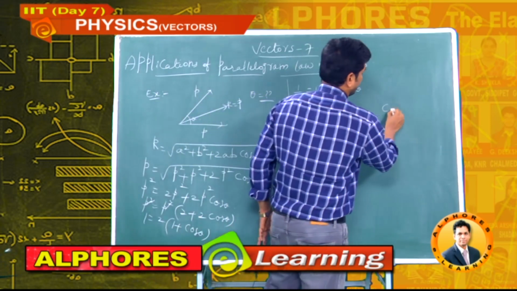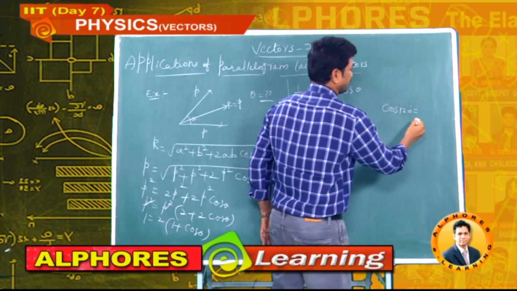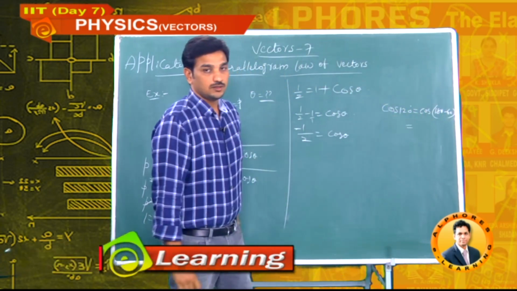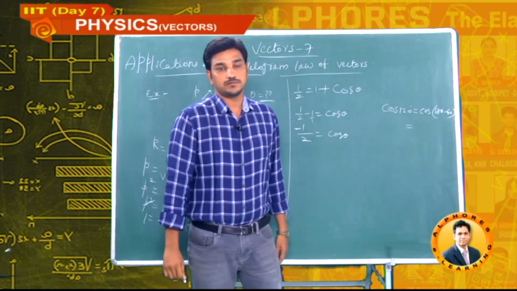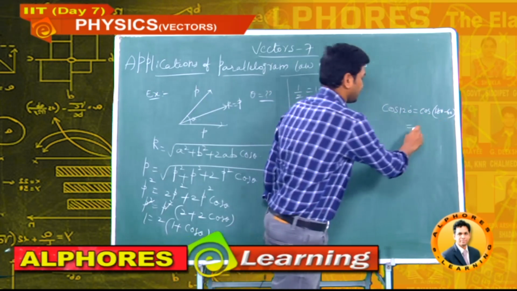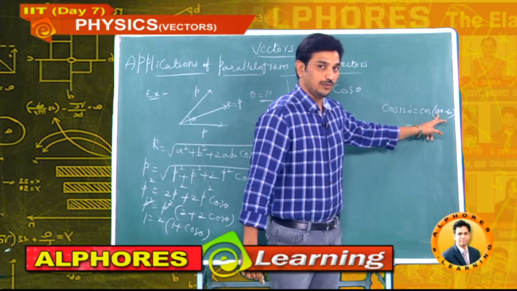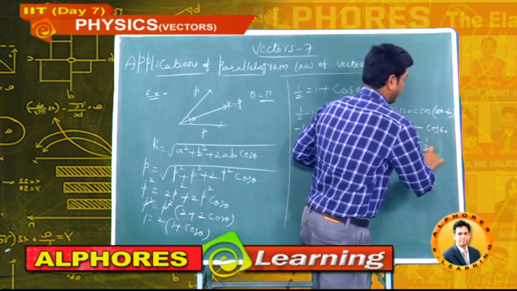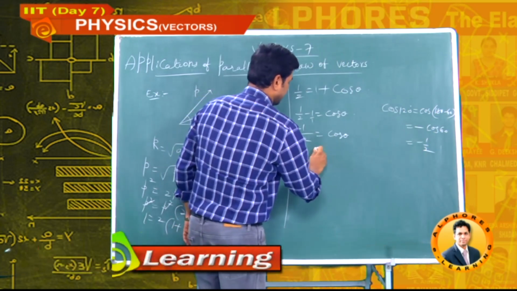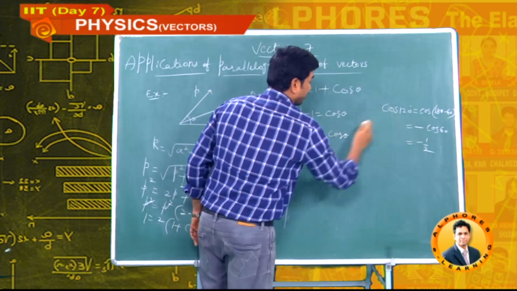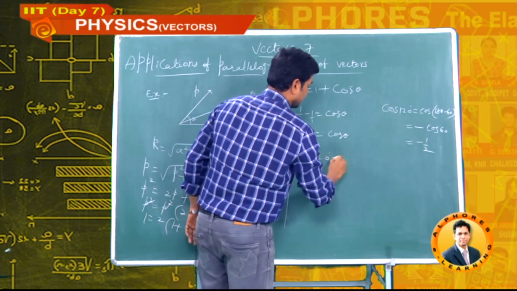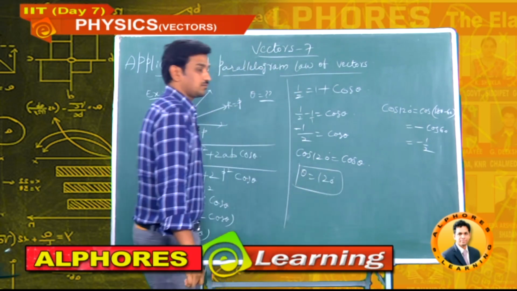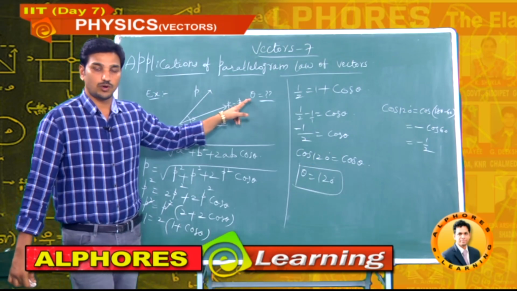How? Cos 120 degrees is equal to cos of 180 minus 60. In 180 minus theta, the second quadrant, cos is negative. So cos 60 is 1 by 2, and with the negative sign we get minus 1 by 2. So now here minus 1 by 2 I will replace with cos 120, which is equal to cos theta. Now what is the theta value? 120 degrees. What is our answer? Theta is equal to 120 degrees.